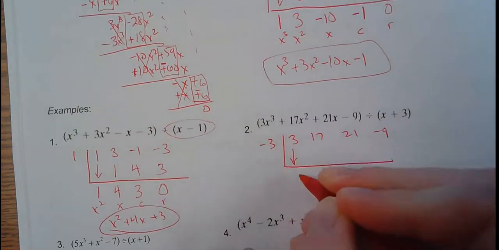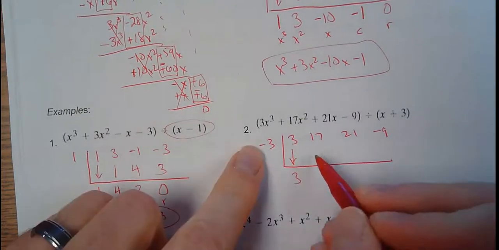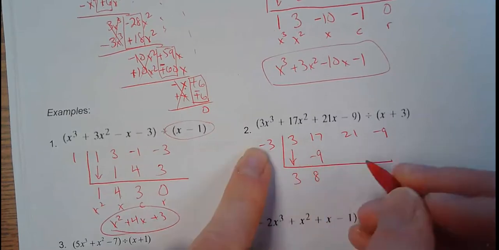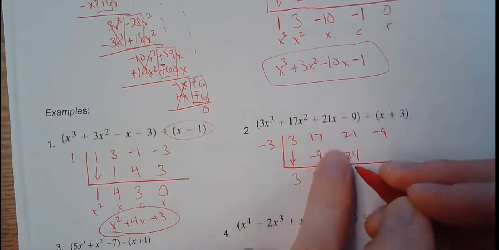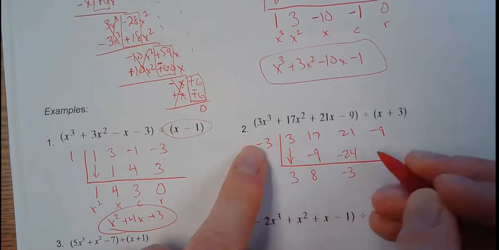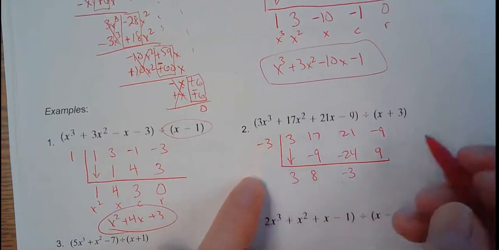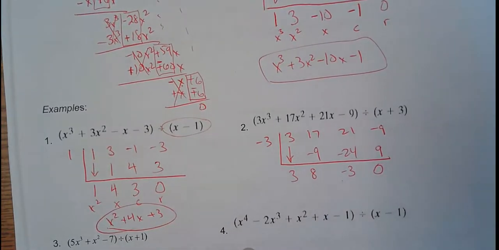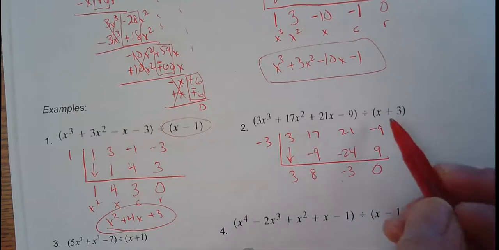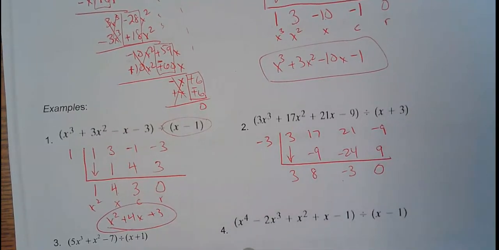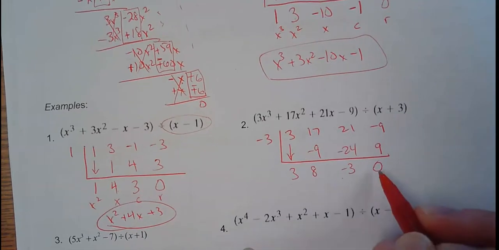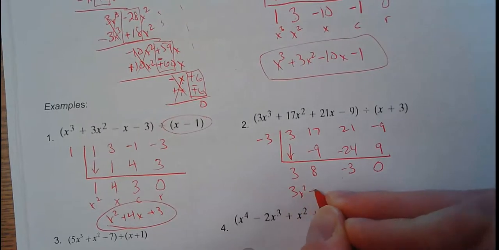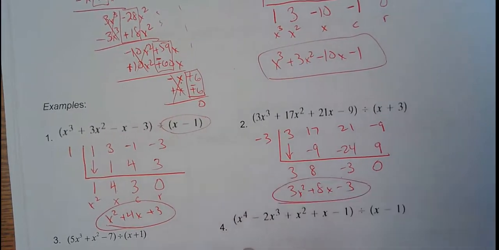So first number, drop it straight down, is 3. Multiply to find the next number. So 3 times -3 is -9. Add straight down is 8. Multiply is -24. Add straight down is -3. Multiply is 9. -3 times -3. Add straight down is 0. So these are all ending in 0 because these are factors. It turns this divide nicely. We'll have one that doesn't work like that. But so remember, this is remainder, this is constant, this is x squared. So 3x squared plus 8x minus 3 would be your quotient.